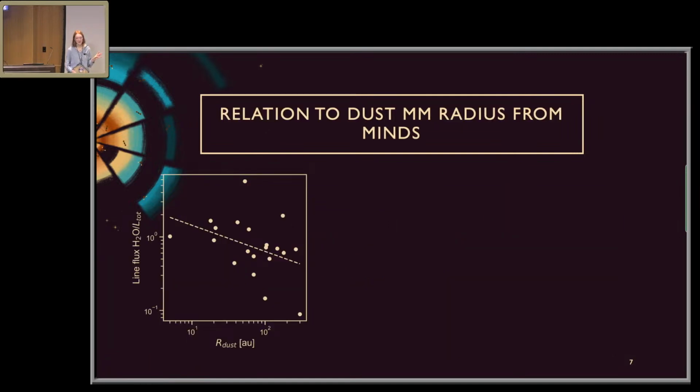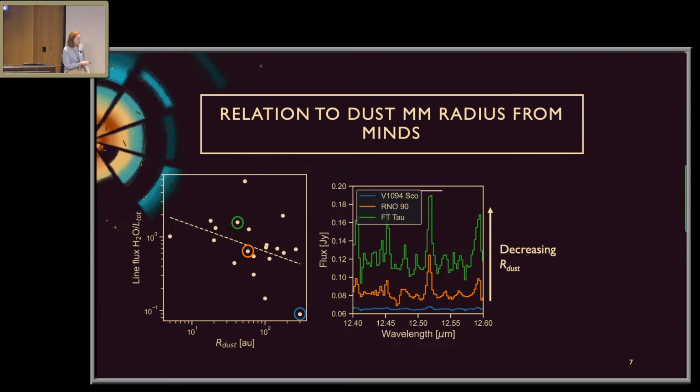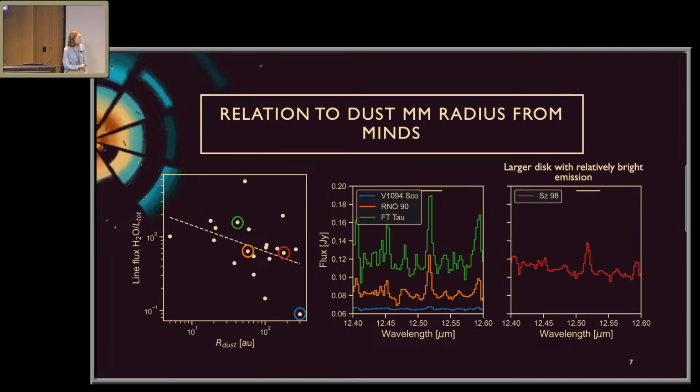So if we measure the waterline fluxes, this is just a blend of line fluxes, so they have different excitation temperatures, but we are already starting to see this trend downwards with the line flux compared to this dust outer radius. And if you plot a couple of these, this is what that looks like in your spectrum. So with decreasing dust radius, these lines are really starting to pop. However, we also see some other disks that are also large, but have a little bit brighter water than you would expect.